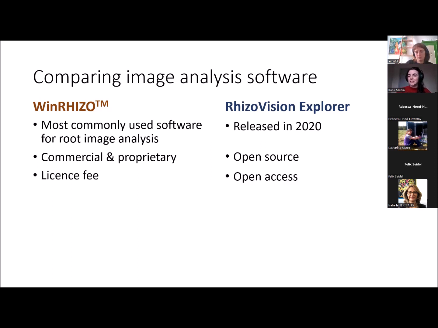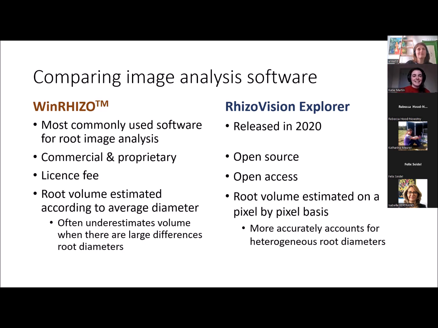WinRhizo has a license fee, which can be quite expensive, whereas Rhizovision Explorer is open access and free to use, which makes it quite an interesting one to look at. And as I previously mentioned, there's different ways to calculate the root volume. So WinRhizo uses a method where it calculates based on an average diameter, which means that if you've got big differences in the types of diameters you have in your samples, it can underestimate the volume, which has been found in a number of studies.